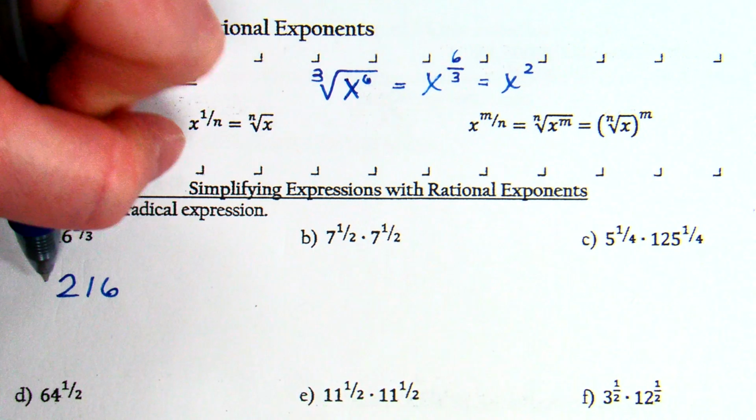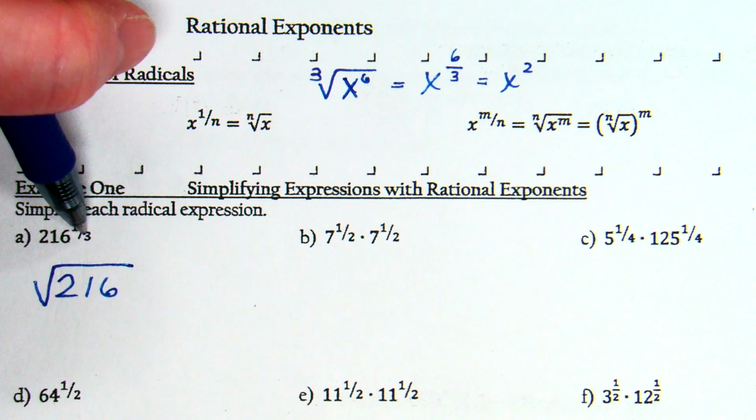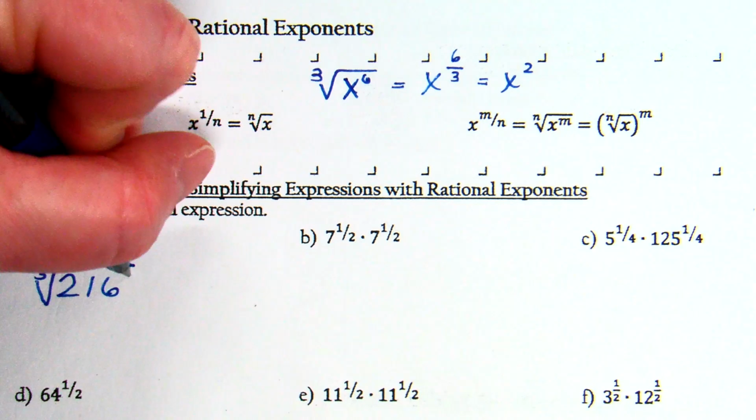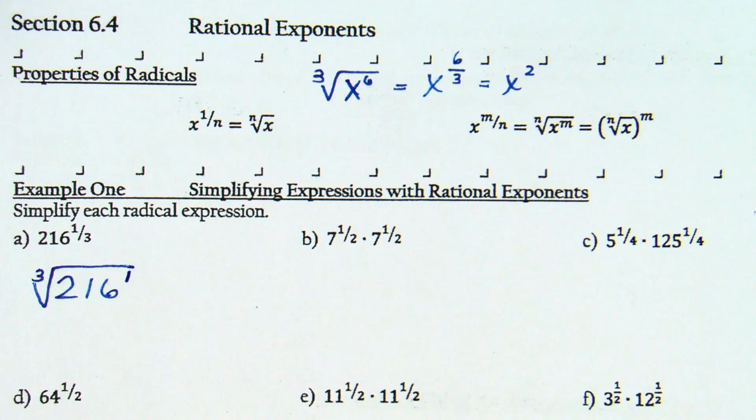216 to the 1/3 is equivalent to putting 216 under the radical. Know this, memorize this. 3 is in the denominator, so where does that mean the 3 goes in the radical? It goes as the root or the index. 1 is in the numerator. So officially, where does the 1 go? On the power. Do I really even have to write that 1 in? No. So, now can we simplify this?